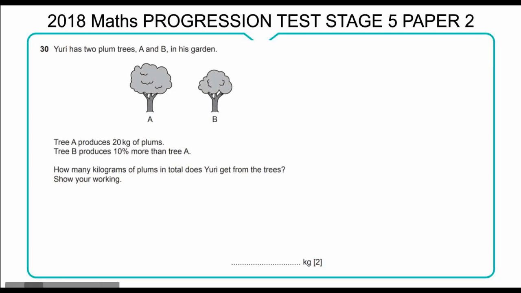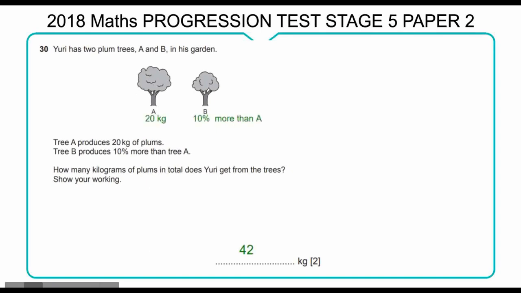Let's review the answer. If you have not finished, you may pause this video. So we have 42 kilograms. Here's how it works. A is 20 kilograms, B is 10% more than A. How do we find 10% more than A? It is 10% times 20. So if we cross out the 0 and cross out the 0, 1 times 2 is 2.